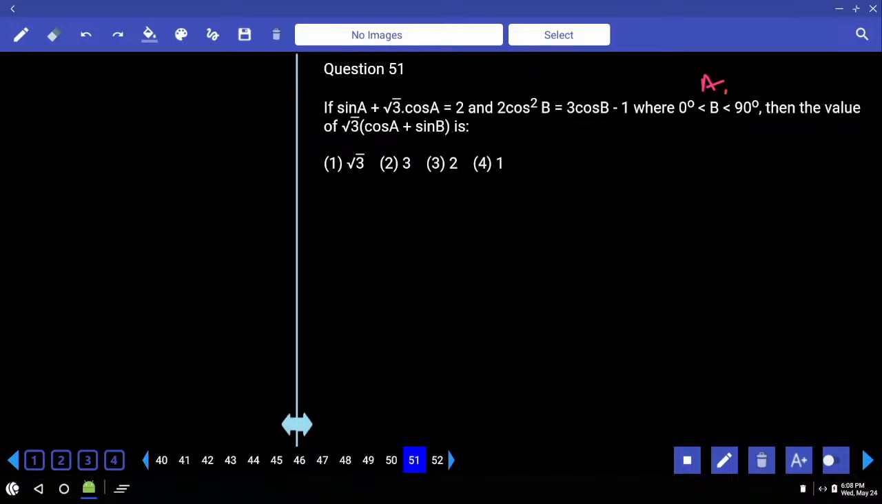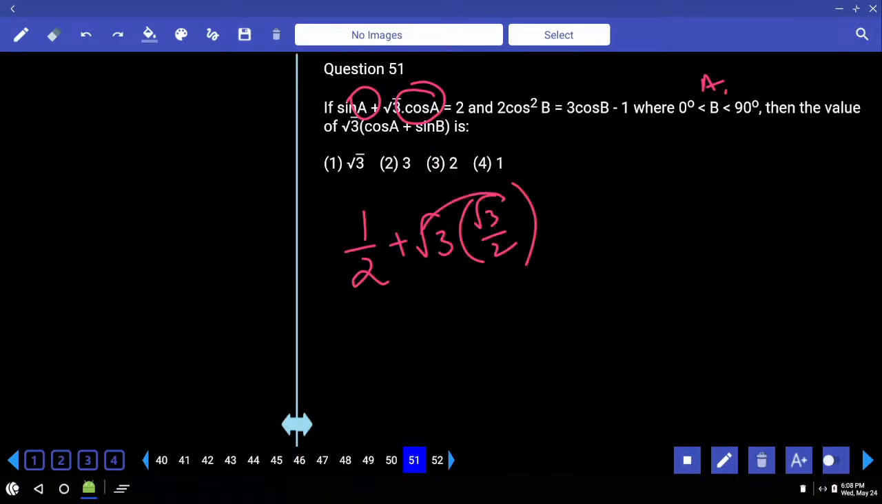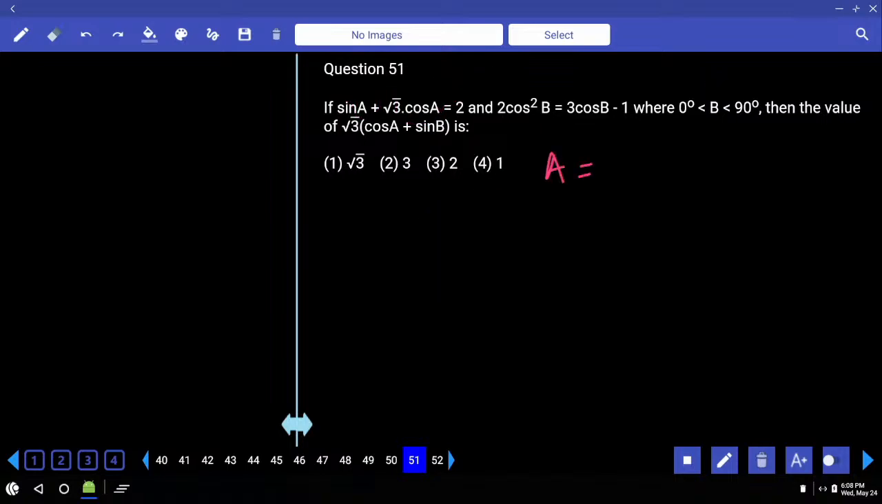Here we have to check which value of A satisfies the given equation. For example, root 3 is given, so if we select a value in cos which includes root 3, that is cos 30. Sin 30 is 1 by 2, cos 30 is root 3 by 2, that is 3, total 4 by 2 gives 2. So A is nothing but 30 degrees.